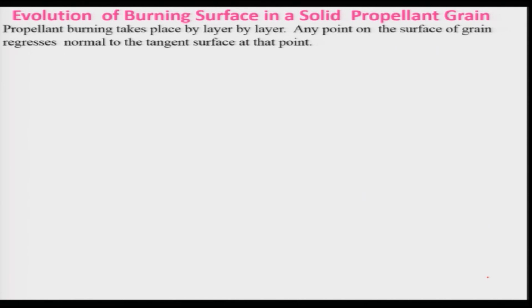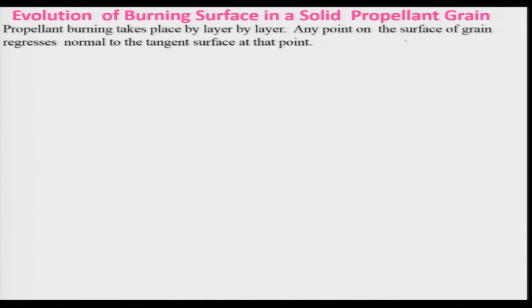So, let us look a little bit at how the burning surface in a solid propellant grain evolves, because that is very important to find out how much mass of propellant is really burned in a particular time, and also how you will get the thrust law, by knowing the chamber pressure. For that we will have to use certain principles, basically laws, so that we can calculate. Generally, the propellant regresses layer by layer. Any point on the surface of the grain regresses normal to the tangent surface at that point.